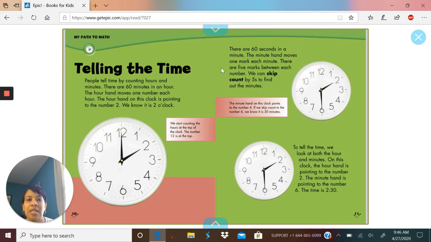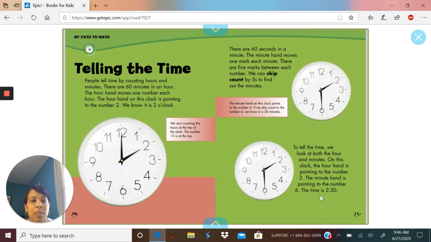There are 60 seconds in a minute. The minute hand moves one mark each minute. There are 5 marks between each number. We can skip count by 5s to find out the minutes. And I know you learned that last year from second grade. You can skip count by 5s on each of the numbers. It says the minute hand on this clock points to the number 6. If we skip count to the number 6, we know it's 30 minutes.